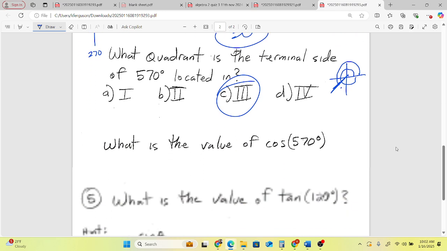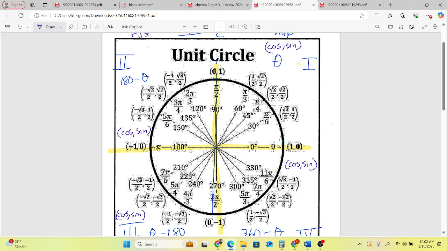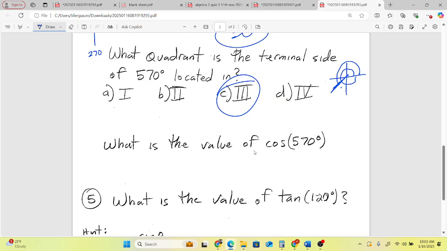So now I go, well, what is the value of cosine of 570? Well, we do the same thing. 570 takes us to 210 right here, and it's cosine and then sine. So the cosine of 210 is negative square root of 3 over 2.